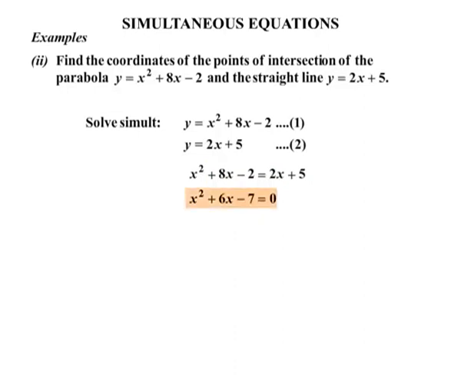Now we have a quadratic equation there, so let's factorize two brackets, x and x. And we're after numbers that multiply to give minus 7, and they have to add to give positive 6.